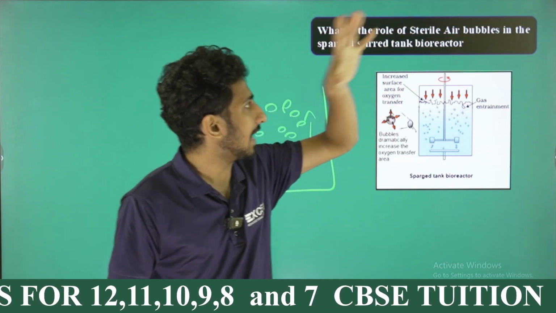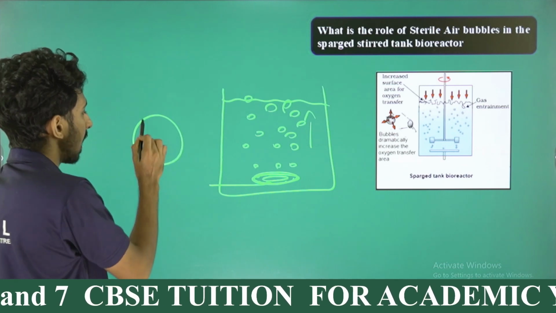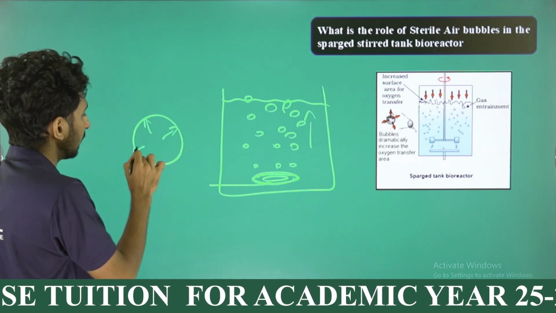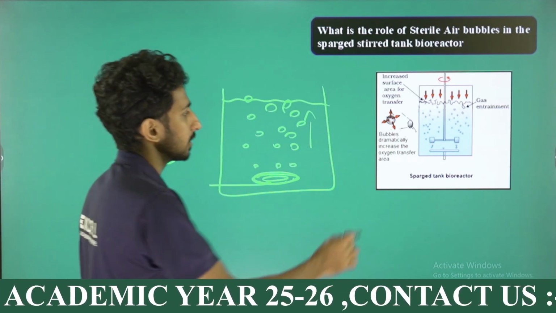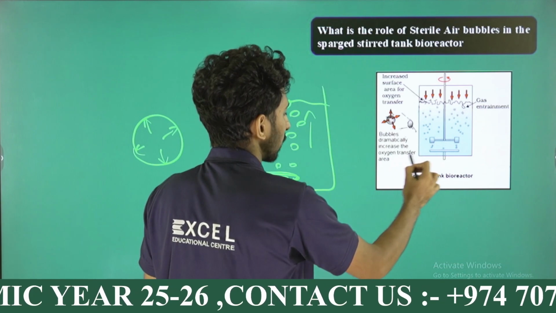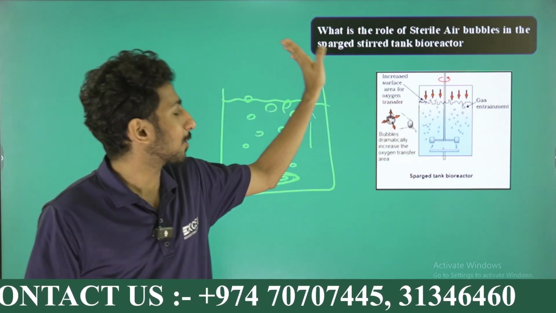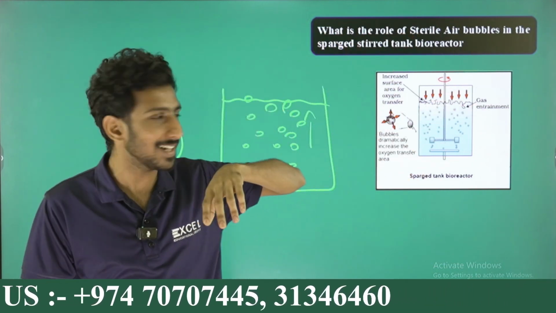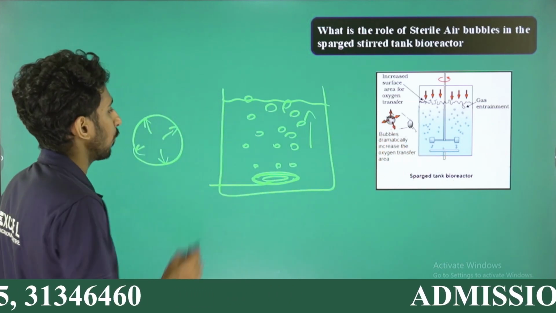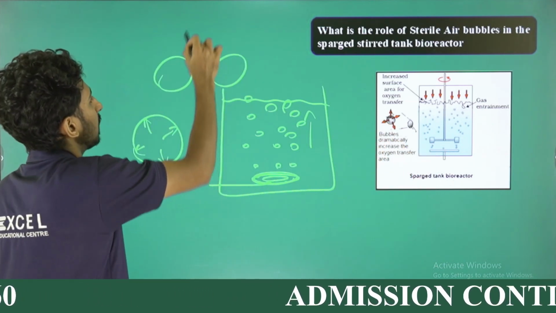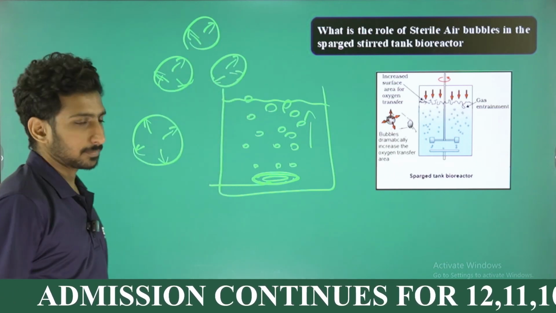What is the role of sterile air bubbles in the sparged stirred tank bioreactor? See, this is an air bubble. These bubbles increase the surface area for oxygen transfer. It is given already in this figure, but this figure will not be given in your question. The question is just this, and I added the figure in addition. The more the bubbles, the more will be the surface area for oxygen transfer.